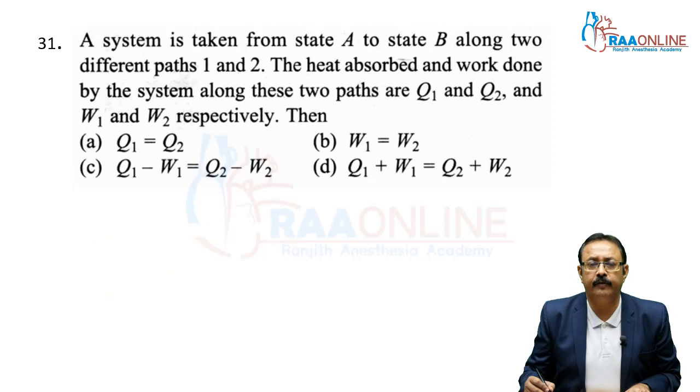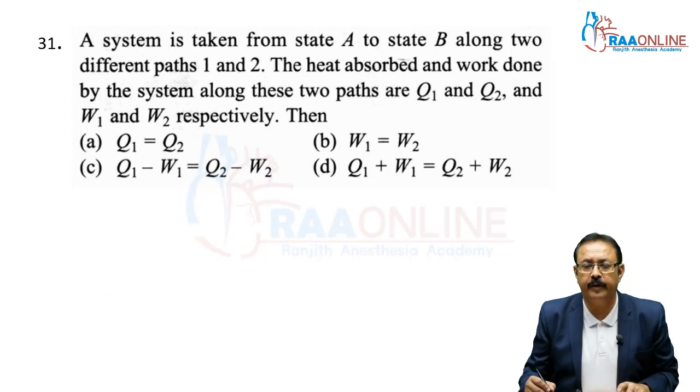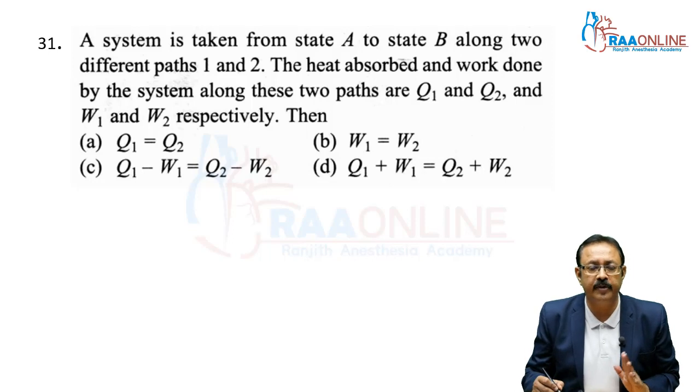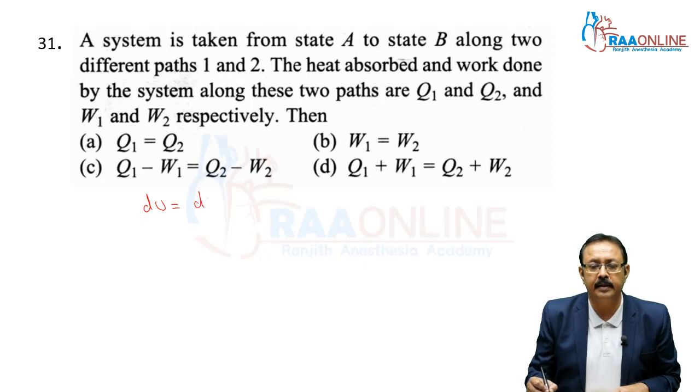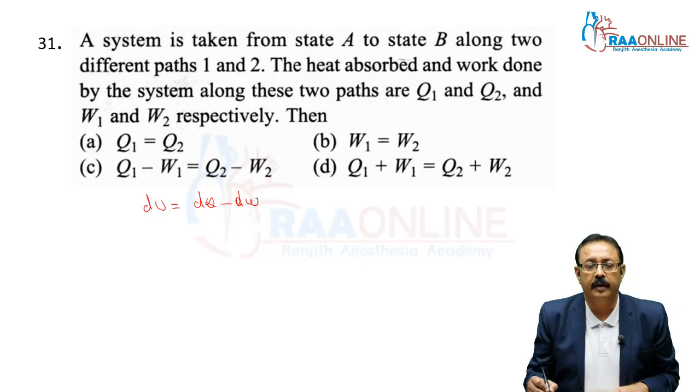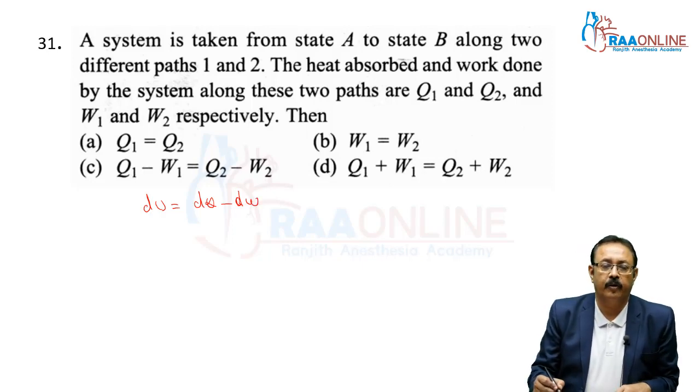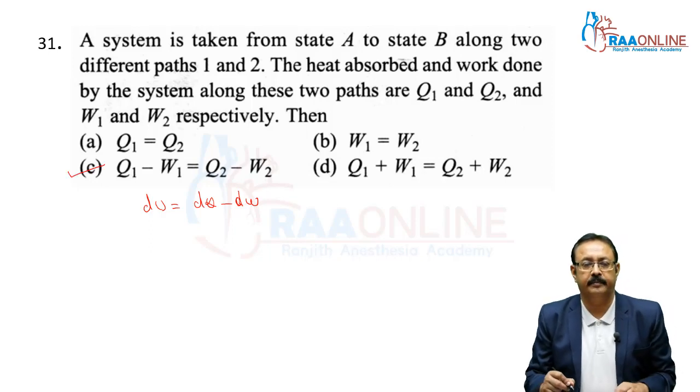A system is taken from state A to state B along two different paths. The heat absorbed and work done by the system along these two paths are given. Then we know that whichever path you go by, the change in internal energy should be the same. Means dQ minus dW, energy absorbed minus work done, should be the same for the first path or the second path. So we are going with C.